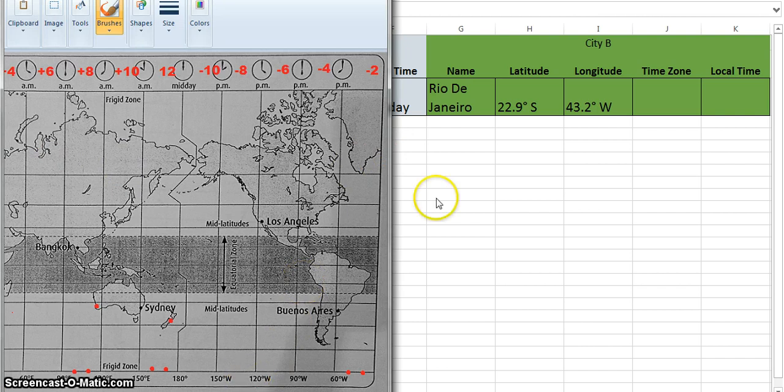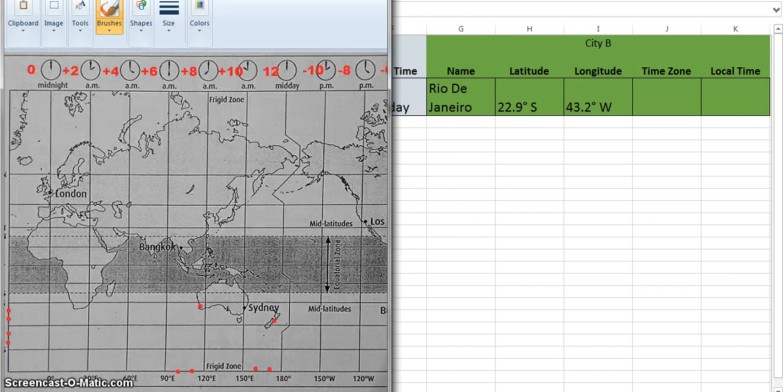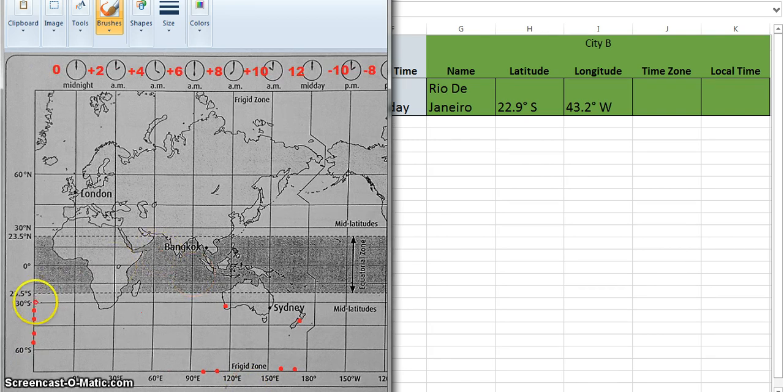Okay, so for latitude we have 22.9 degrees south, right, and we have our Tropic of Cancer here, Tropic of Capricorn here, and that is at 23.5 degrees south, and so our latitude is of 22.9 degrees. We'll be sitting just above that. So the longitude we're looking for this time is 43.2 degrees west.